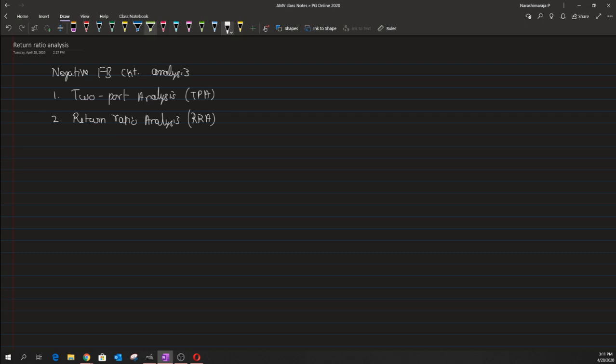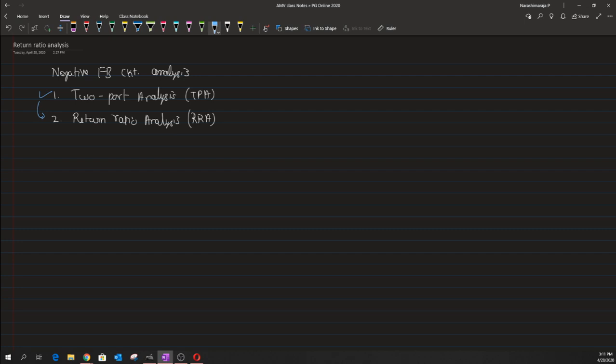Now in the first case, let me talk about how these two analyses are different from each other, and why there is a move from the first analysis, which is the TPA analysis, to the return ratio analysis. So why is there a need for us to move from one analysis to a different type of analysis? Okay, so first let me talk about the differences.